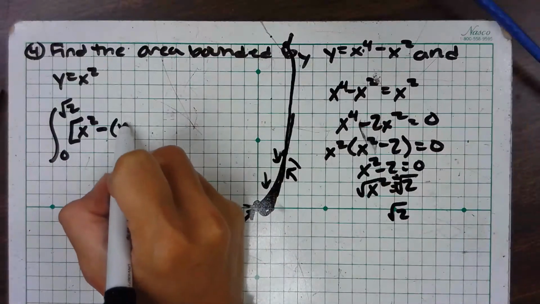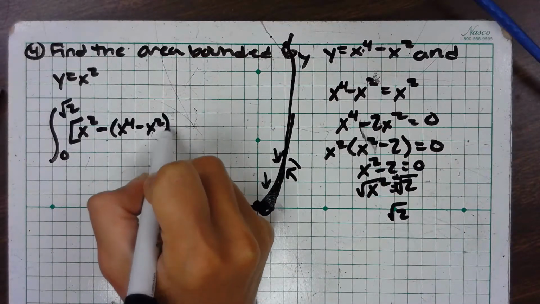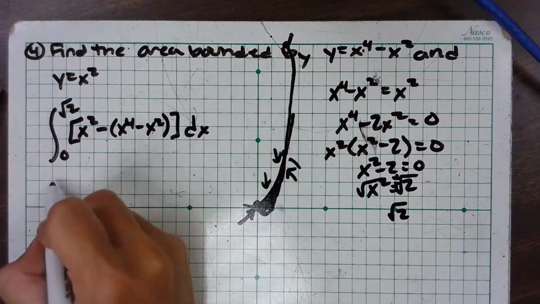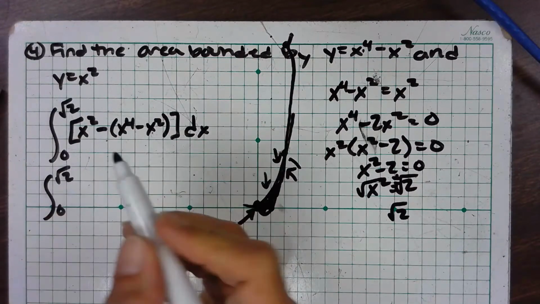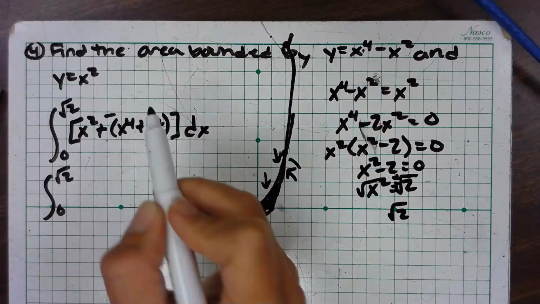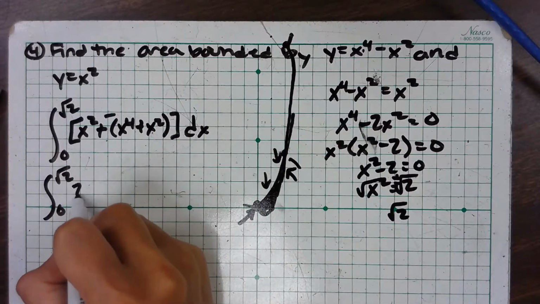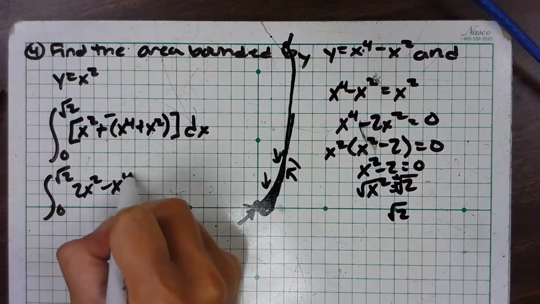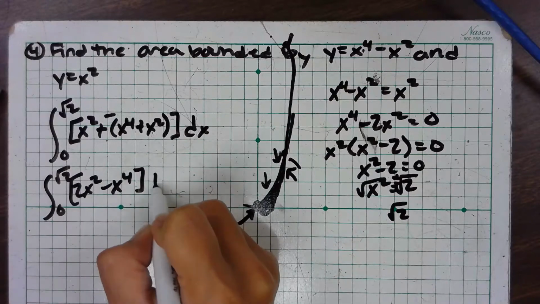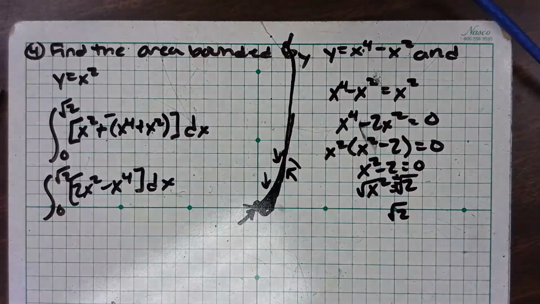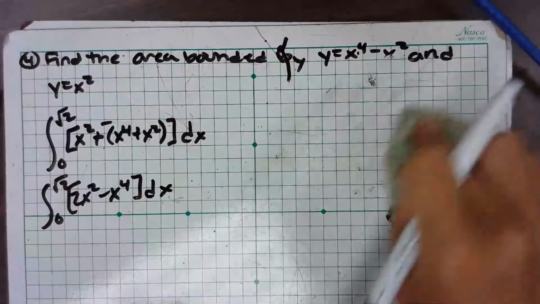Now when I do that one, I've got to put it in parentheses because I've got to distribute that negative sign. All right, when I distribute the negative sign, it makes 2x squared minus x to the 4th. All right, and I can do that by hand pretty quickly. Let me erase my graph here so I have a little more room.